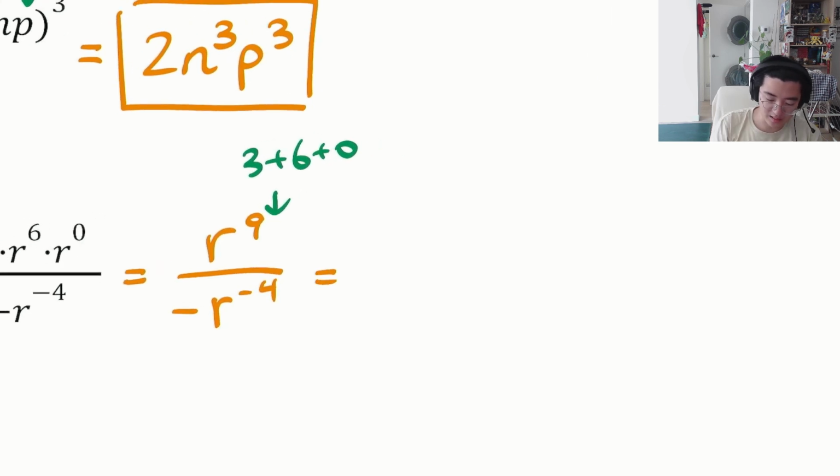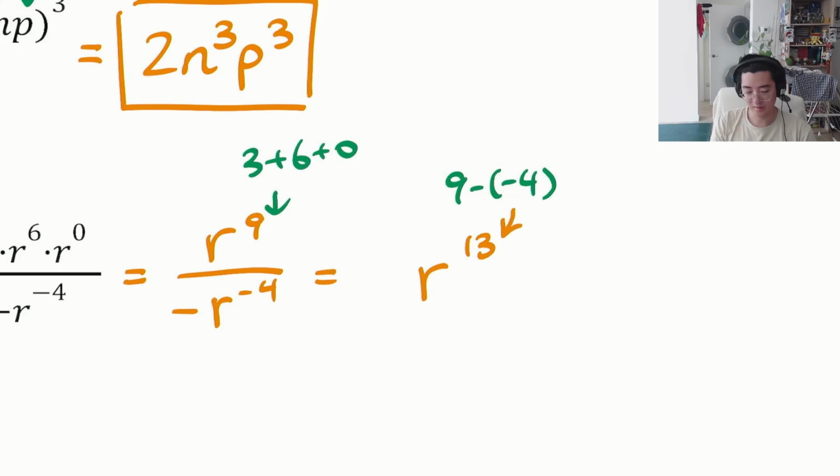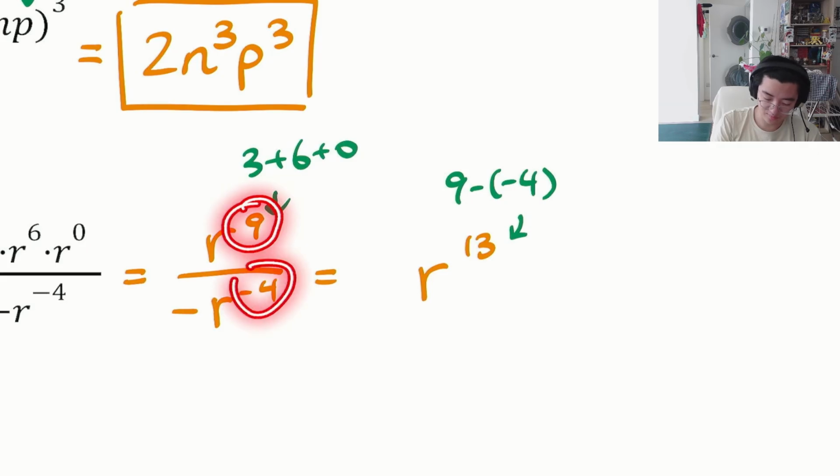Alright, so now, what do we do here? Alright, we are still subtracting, right? Because we're dividing here. R to the power of 9 and R to the power of negative 4. So, all we're doing here is doing 9 minus negative 4. Which is 13. Right, because we're just dividing here. The exponent 9 minus negative 4 is 13.